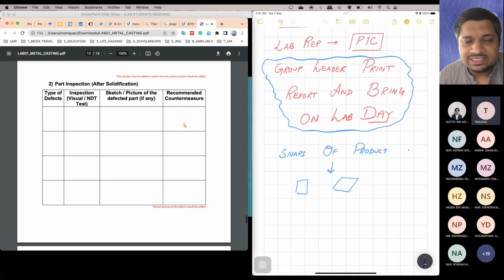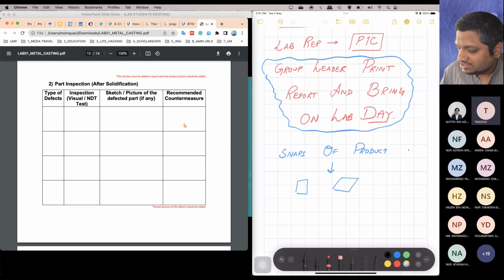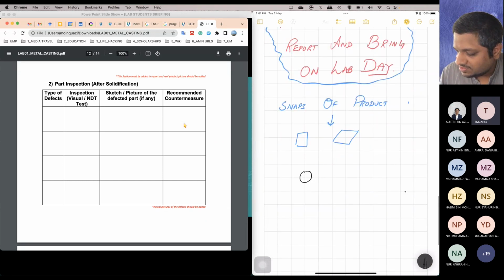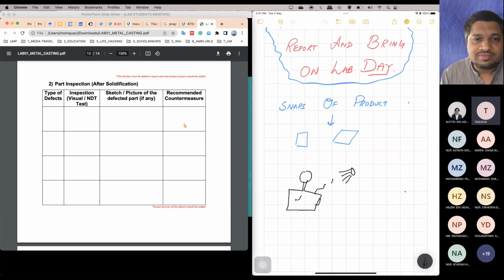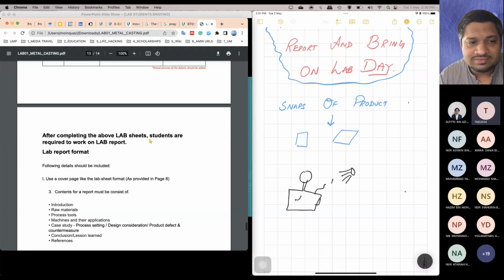Once your sand casting has been performed, you will see some different types of defects, such as cracks, skins, shrinkage, etc. So what you need to do is take a picture of these, put them in the table, and then ask JD what should be the recommended technique to prevent this defect from occurring. So you should fill this table as well.